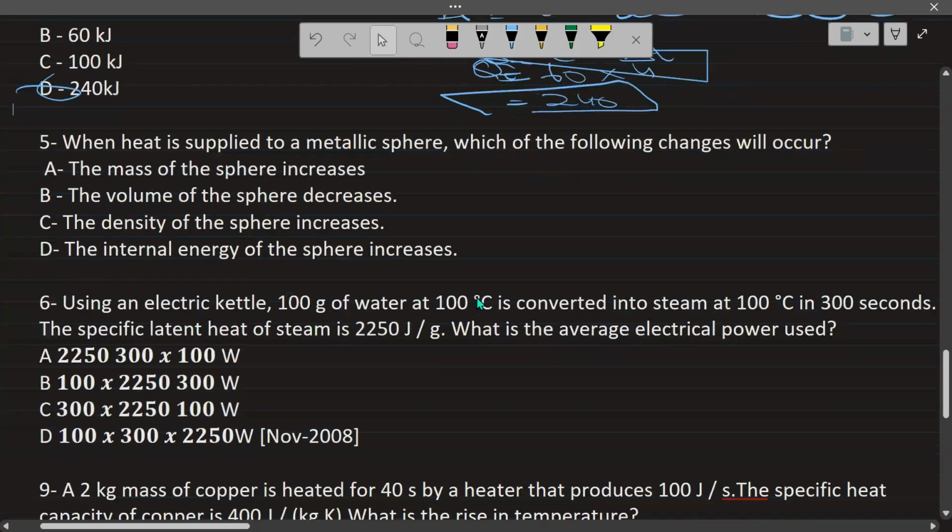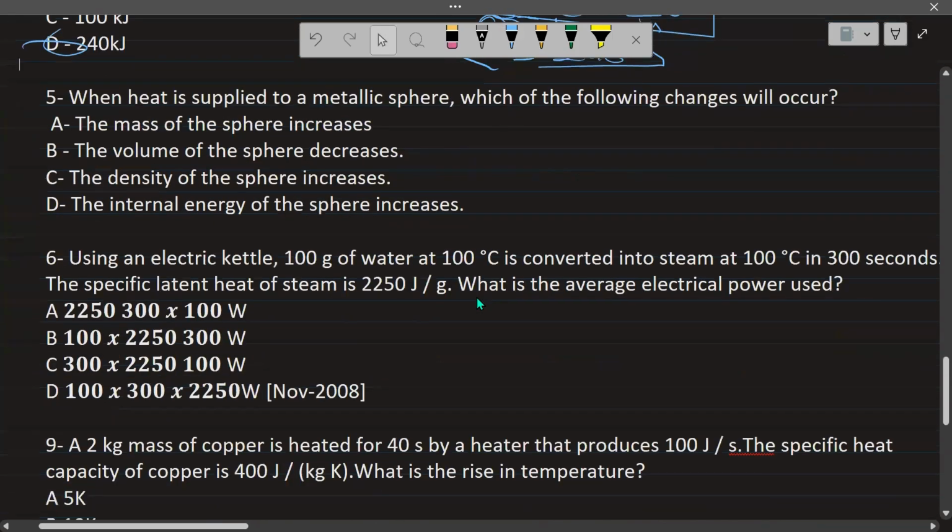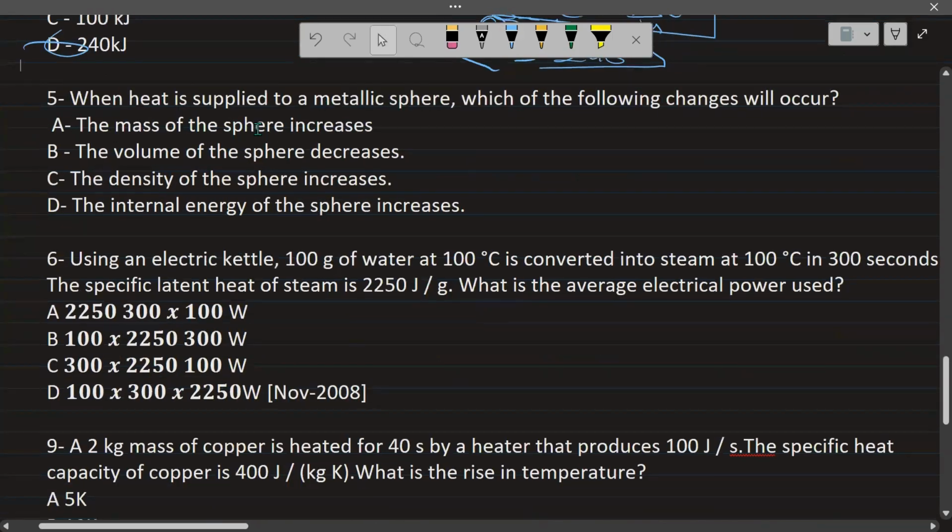When heat is applied to a metallic sphere, which of the following changes will occur? The mass of the sphere increases, the volume of the sphere increases, the density of the sphere increases. As we know, whenever heat is applied to any object, its internal energy will always increase. So hence D will be the answer. That's simple. That's a fact basically.